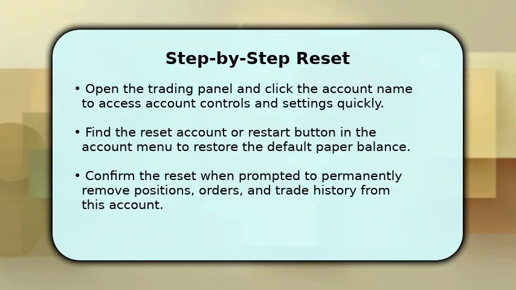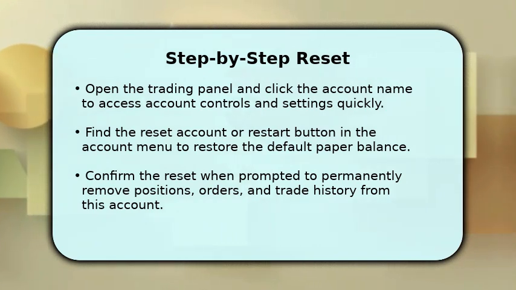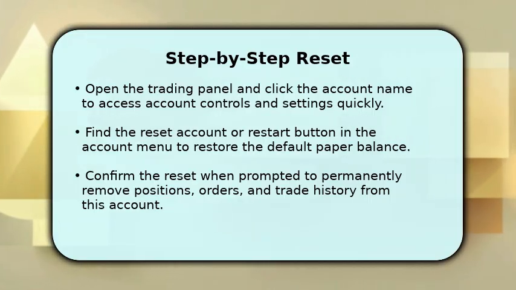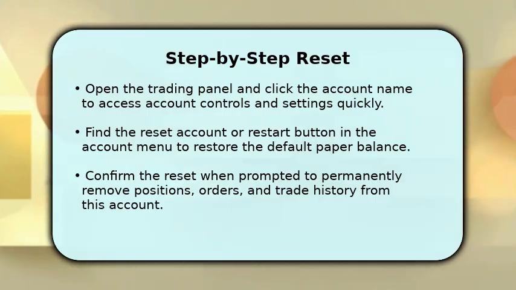To reset, first open the paper trading panel and click the account name to reach settings. Look for the Reset Account or Restart option and click it, then confirm the reset to clear active orders and positions. After confirming, your paper account will return to the starting balance so you can practice fresh strategies without previous trades affecting your results or performance metrics.